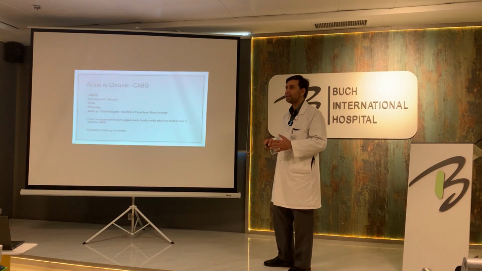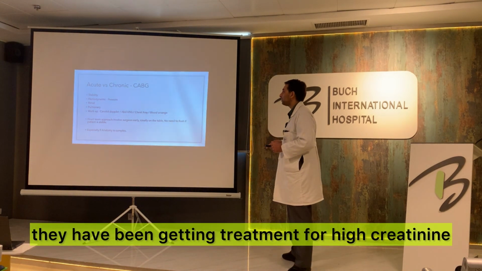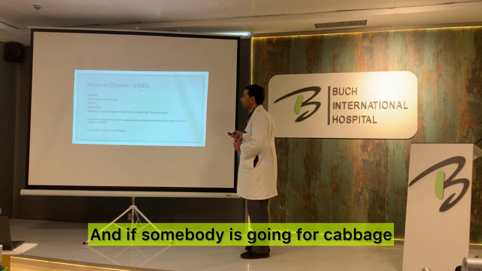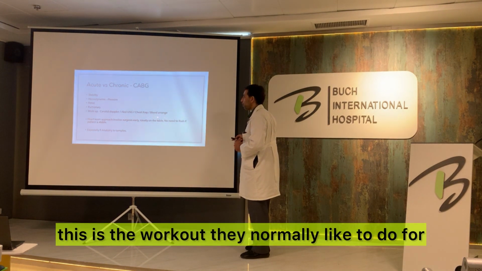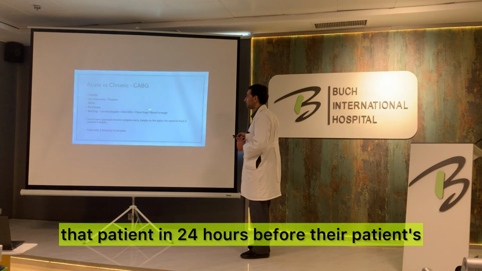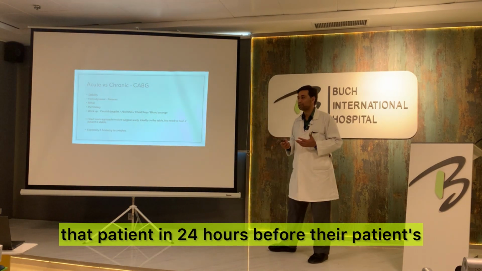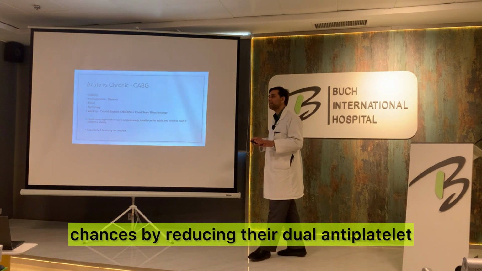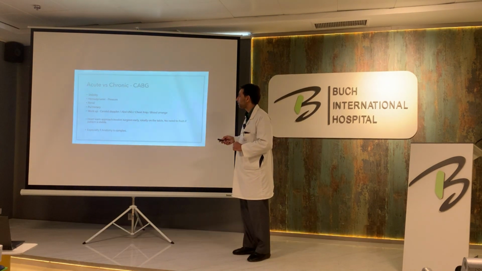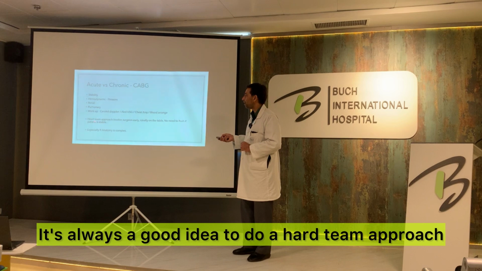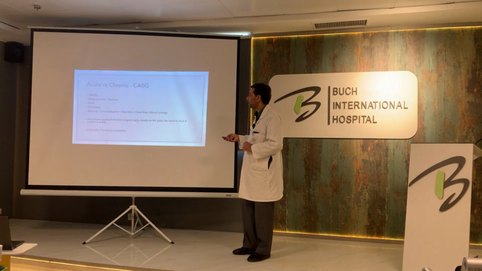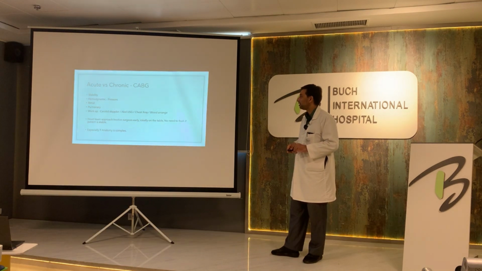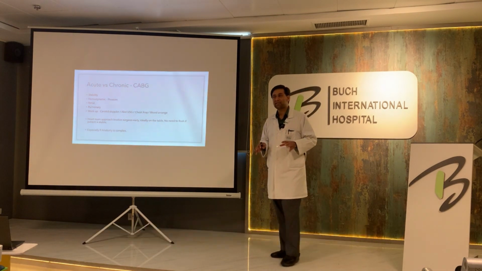Unfortunately, most of the patients don't know whether they have kidney disease unless they have been getting treatment for high creatinine. Pulmonary-wise, we normally ask about smoking. And if somebody is going for CABG, this is the workup they normally like to do for that patient in the 24 hours before the patient goes for bypass surgery. And of course, we try to decrease their bleeding chances by reducing their dual antiplatelet therapy. It's always a good idea to do a heart team approach, involve the surgeon early, let them see the angiography report and the patient so they can assess the patient.